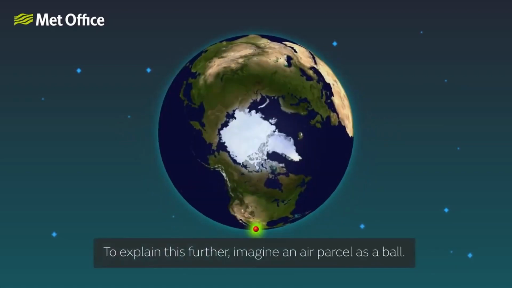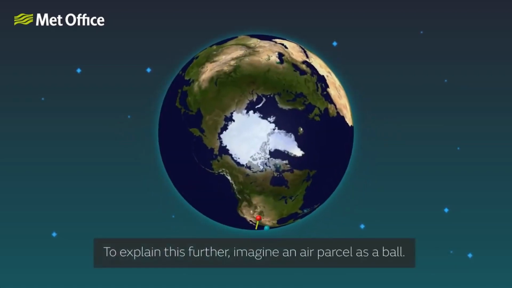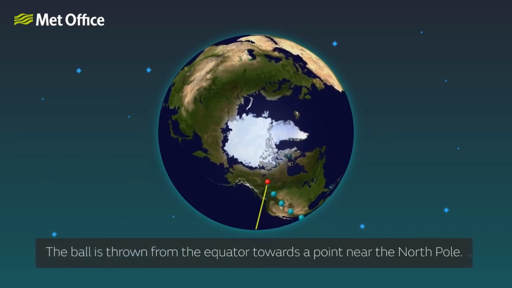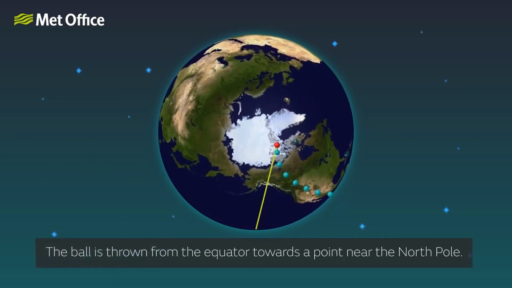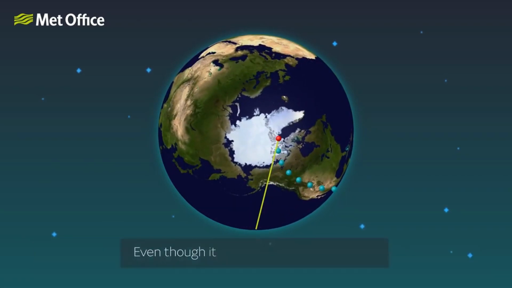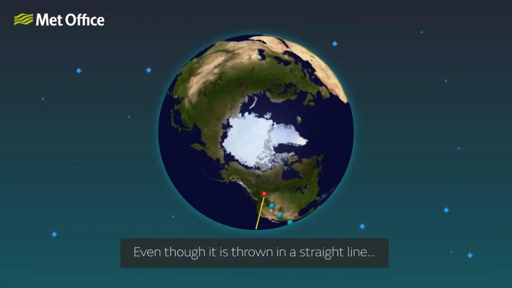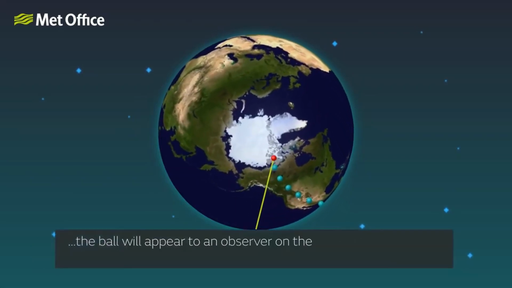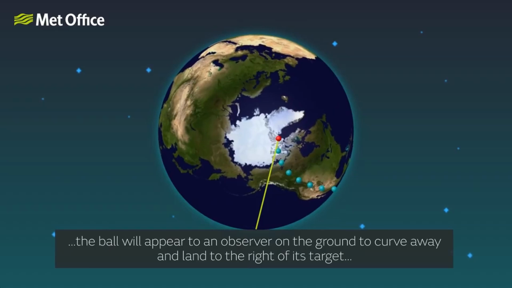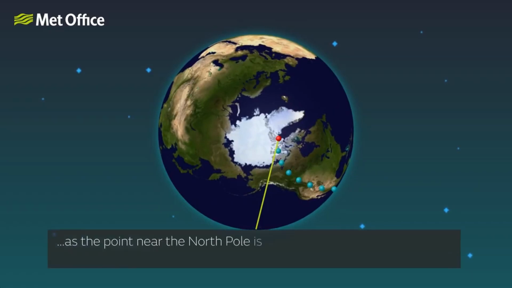To explain this further, imagine an air parcel as a ball. The ball is thrown from the equator towards a point near the North Pole. Even though it moves in a straight line, the ball will appear to an observer on the ground to curve away and land to the right of its target, as the point near the North Pole is moving more slowly and is not caught up.